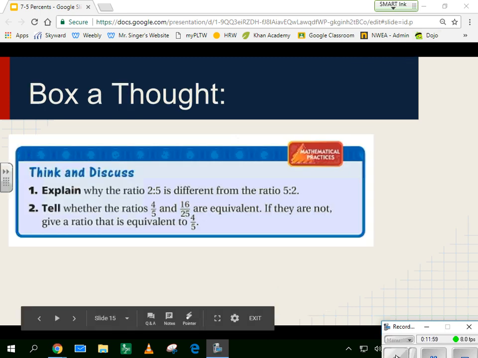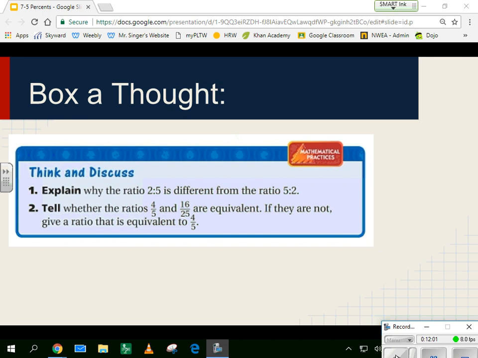Here is your box of thought. You got 2 questions I want you to look at. So number 1, explain why the ratio 2 to 5 is different from 5 to 2. Let's not forget that stuff. And then tell whether the ratios of 4 to 5 and 16 to 25 are equivalent. If they are not, give a ratio that is equivalent to 4 to 5. So see if those are correct.